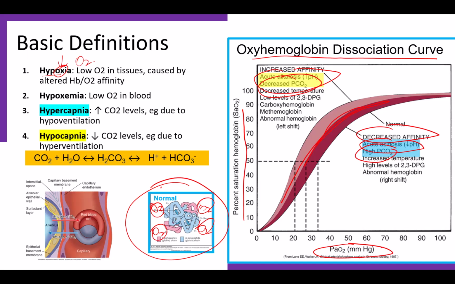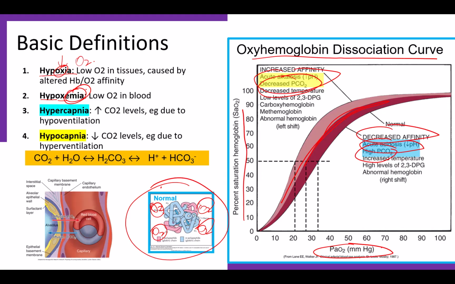All right, so back to the basic definitions. So hypoxia is when you have a reduction in the oxygen levels in tissues. Hypoxemia is similar to hypoxia, but over here we've got the emia, and emia means in the blood. So you've got low levels of oxygen in the blood, right? And that's what hypoxemia is.